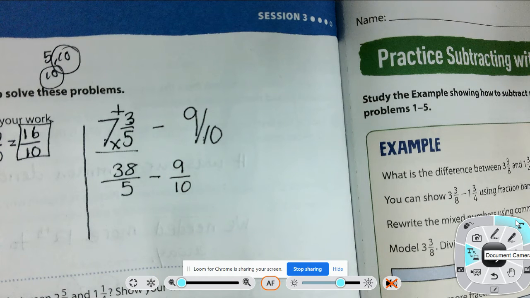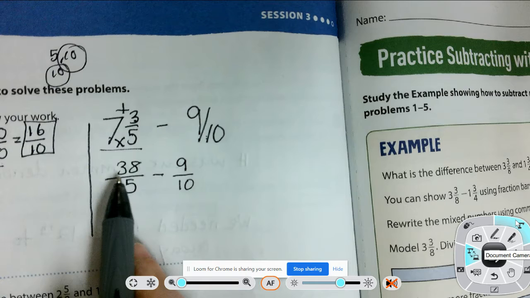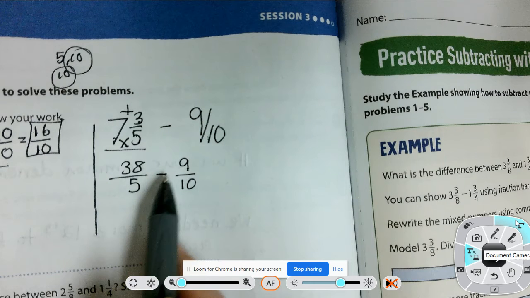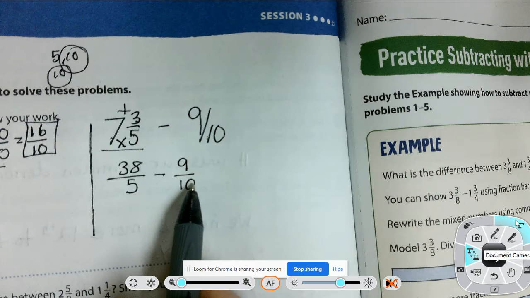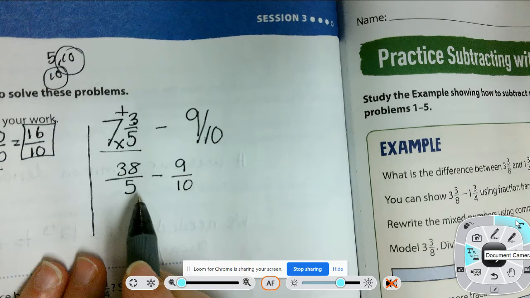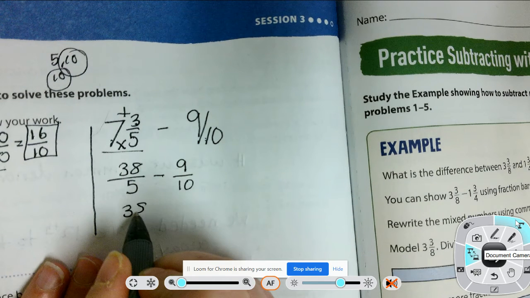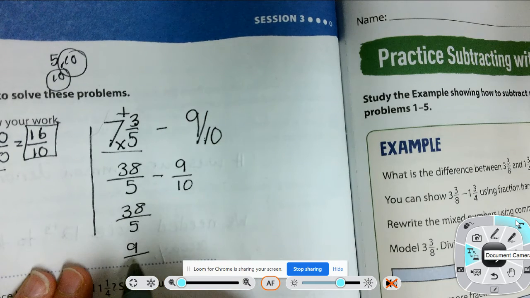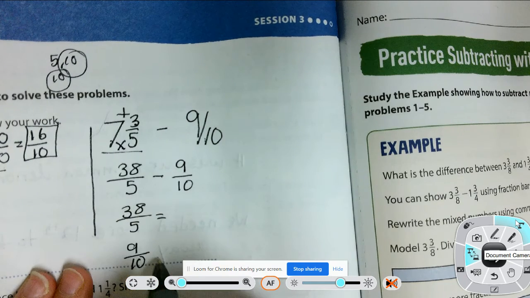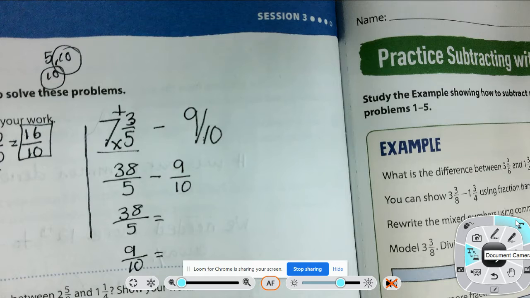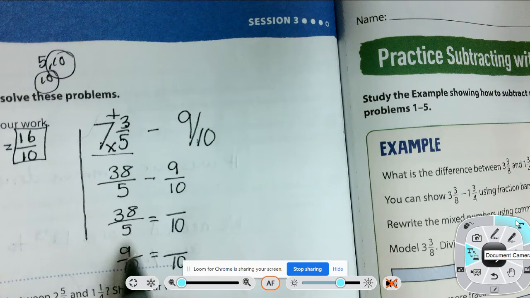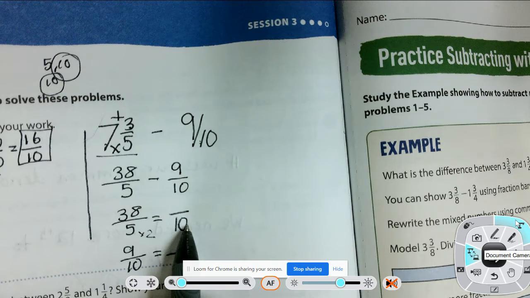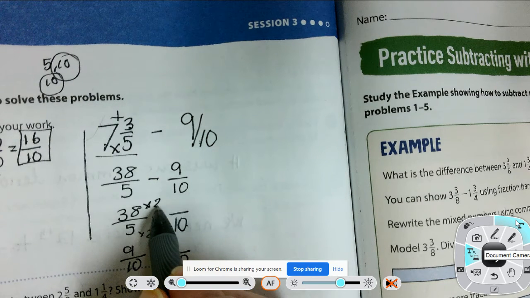Now you've got 38 over 5 minus 9/10. You still can't take that away because you don't have common denominators. So what I'm going to do is rewrite it up and down to help me make my common denominators. And I know 10 is my common denominator. So 5 times 2 gives me 10. So what is 38 times 2?